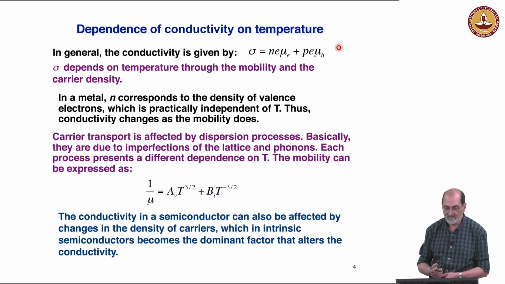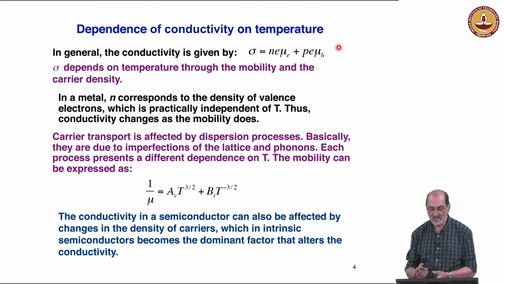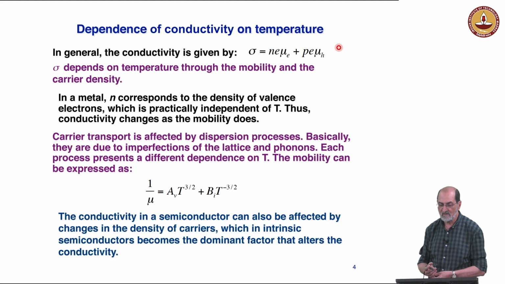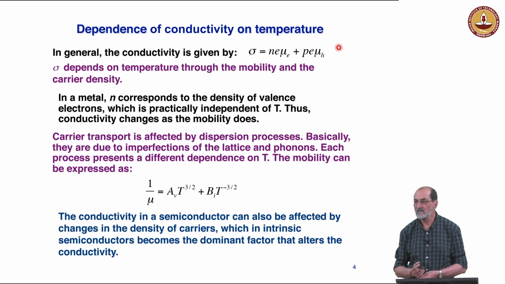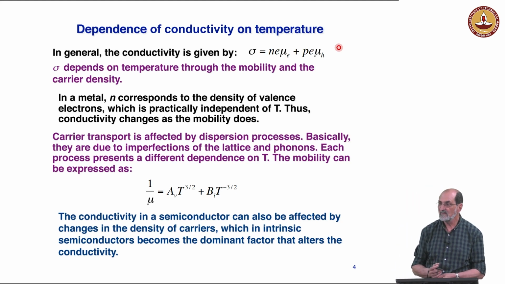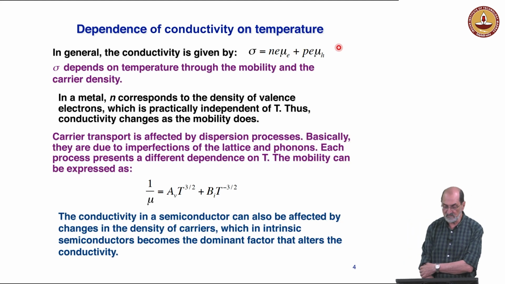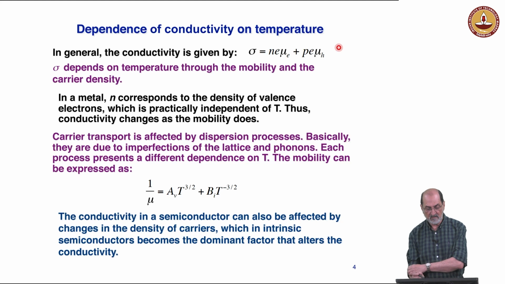So in a metal, the conductivity essentially depends on the mobility. That's what we said, that with temperature, the conductivity decreases in a metal because the mobility decreases, because the mean free path is smaller. Well, we have two types of dispersion process that reduce the conductivity in general, and each process presents a different dependence on temperature.